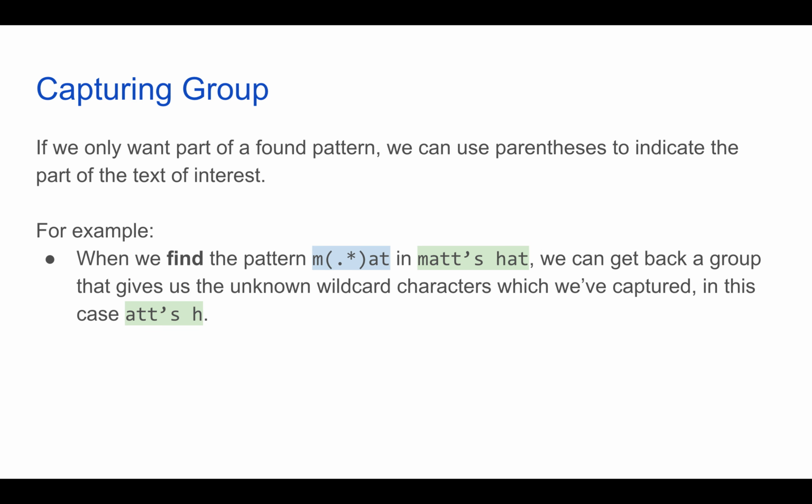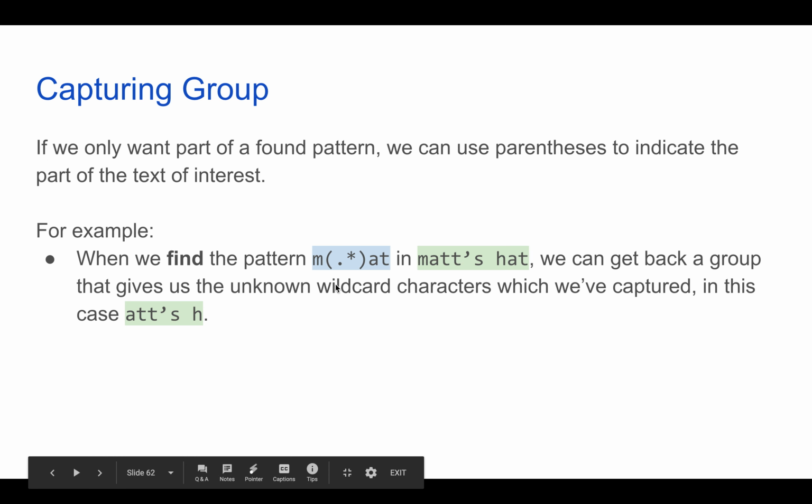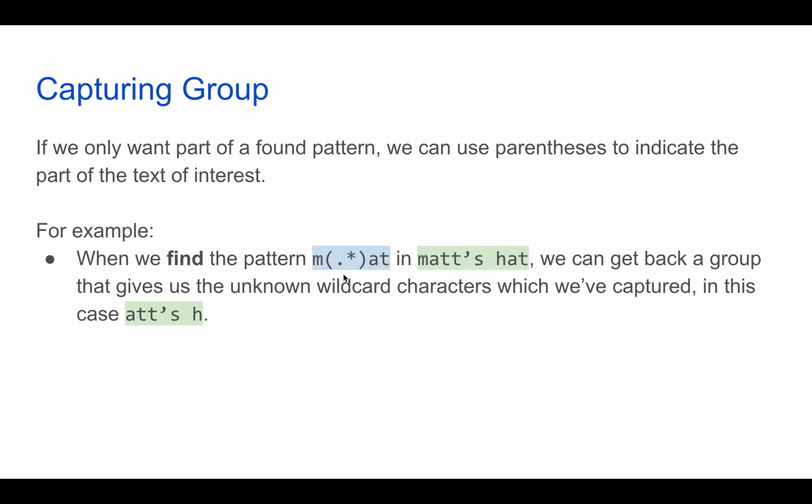All right. Okay, a capturing group. So sometimes you find a pattern, but you don't want the whole pattern to be returned back to you. You're only interested in a specific part of that pattern. So for example, here, I have a similar pattern as before: M dot star AT. If I already know M and AT are not that important, and I'm only curious about this mystery stuff in the middle, I can surround it in parentheses, and then I can use some Java functions to fetch back only what's inside those parentheses.